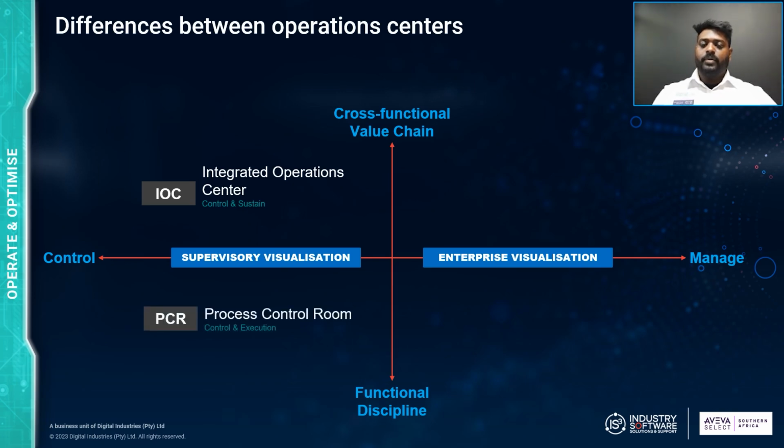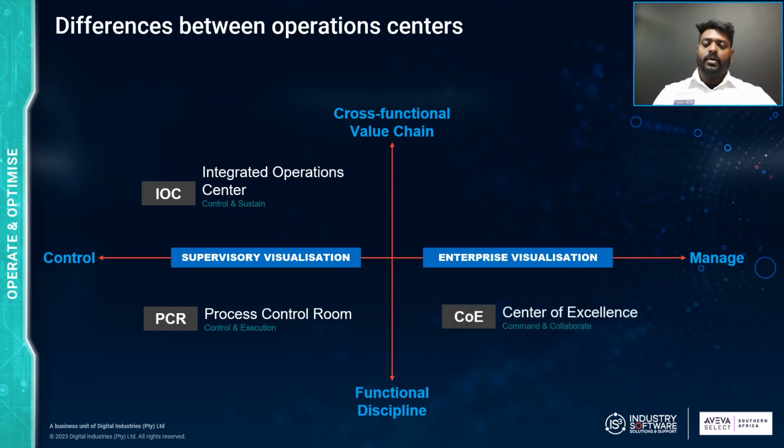To the bottom left, we have the process control room, used by most modern operations today to manage all control functions within a single operating site or plant, typically applied on a single SCADA or DCS network focused on OT data. Now to the right-hand side, we move to the enterprise visualization, where we look at a more management focus.